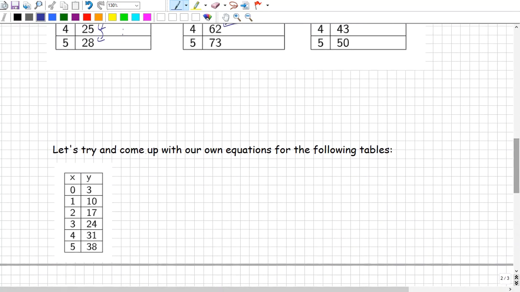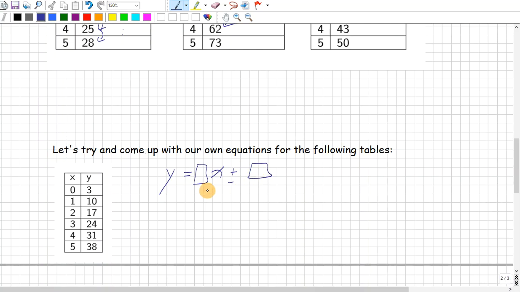Okay, now let's try to come up with our own equations based on what we just did, for the following table. So I have a table of values here. I have values for x, values for y. We're not given the equation, but I know that the basic form of the equations in this course is going to be y equals something x, plus or minus, it could be minus 2, we'll see, some constant value.